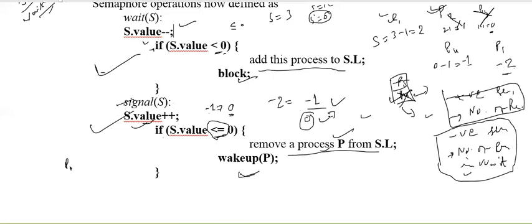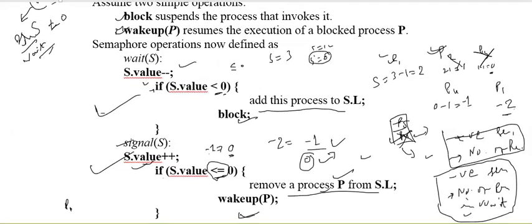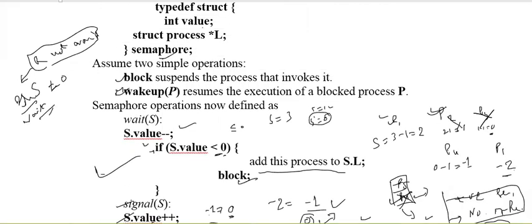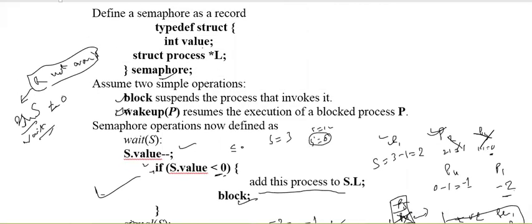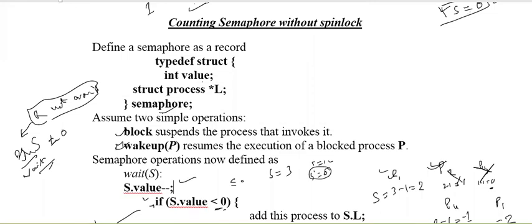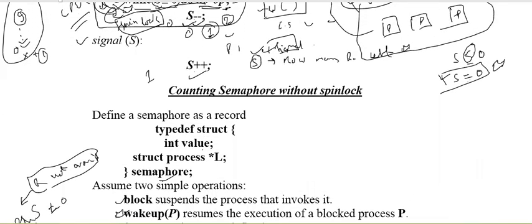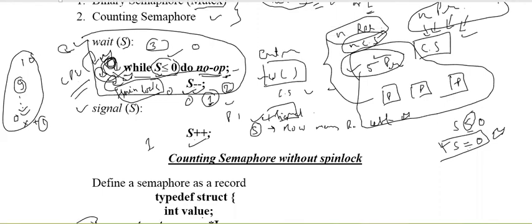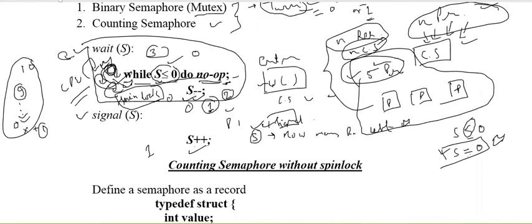So we have covered the complete aspect of semaphore, that is binary semaphore and counting semaphore. Then in counting semaphore, both ways: one with spin lock, one without a spin lock. We have discussed each and everything in detail. So that is all for semaphore and process synchronization.